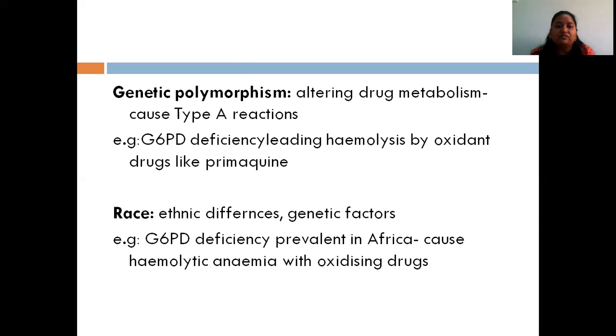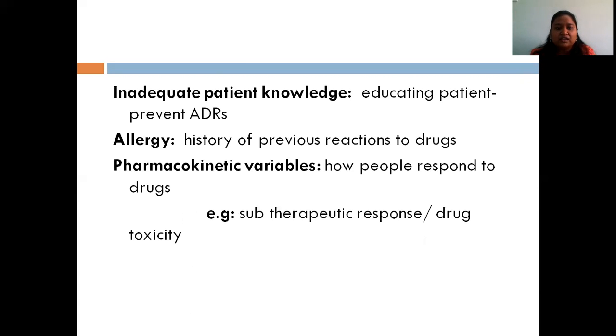Next is genetic polymorphism, as I discussed in the type A reactions, which alters drug metabolism. An example is G6PD deficiency, leading to hemolysis by oxidant drugs like primaquine. So primaquine is a drug which causes hemolysis in G6PD deficiency. Next is race. It has been seen that ethnic differences or genetic factors lead to adverse drug reactions.